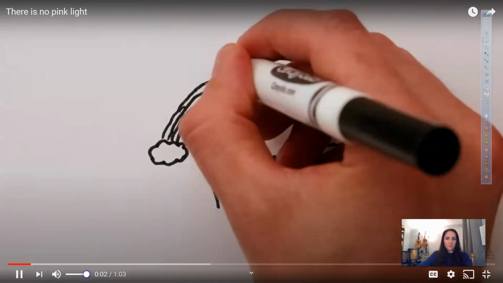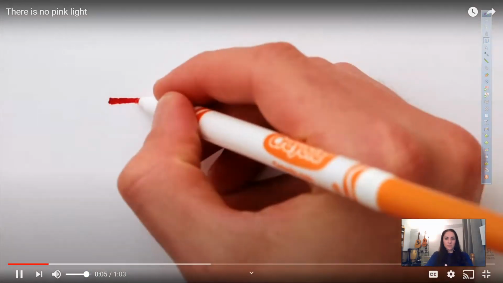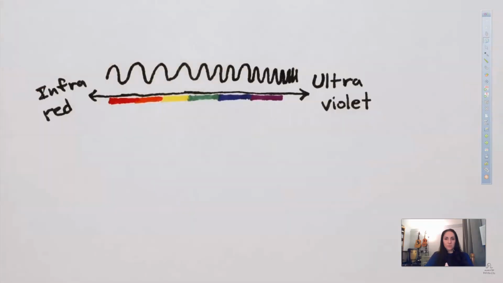The rainbow corresponds to different wavelengths of visible light. Red, orange, yellow, green, blue, and violet. Where's pink in that list? It's not there.